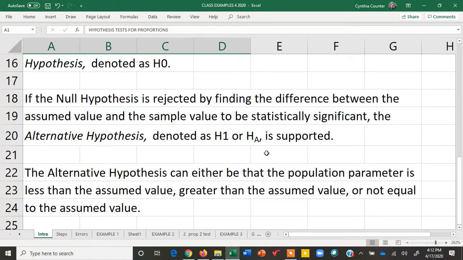So statistical significance occurs when the difference is too large to have likely occurred by random sampling error, in which case we reject the null hypothesis and support the alternative hypothesis. The alternative hypothesis can either be that the population parameter is less than an assumed value, greater than an assumed value, or not equal to an assumed value. I prefer to work with assumptions of less than or greater than rather than equal to.